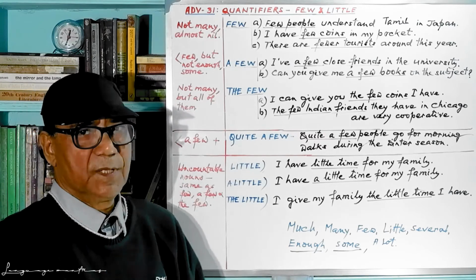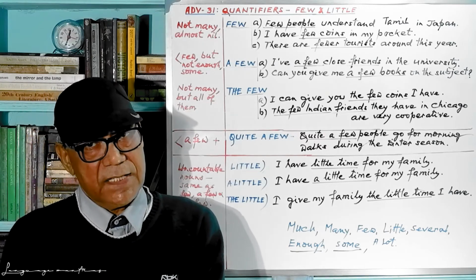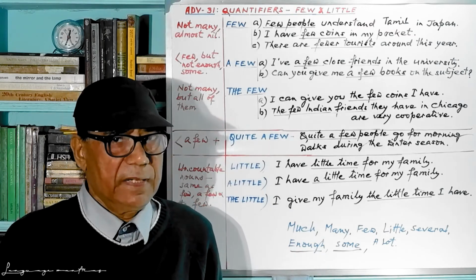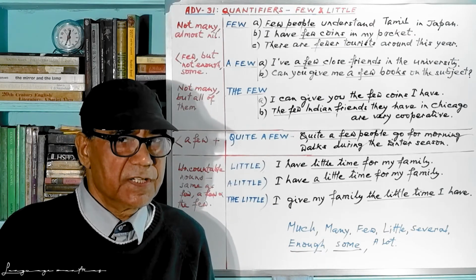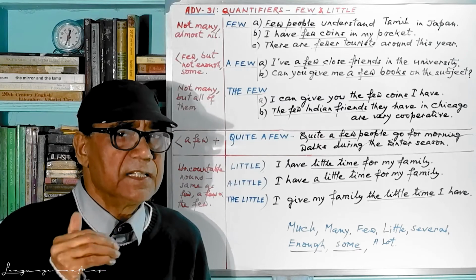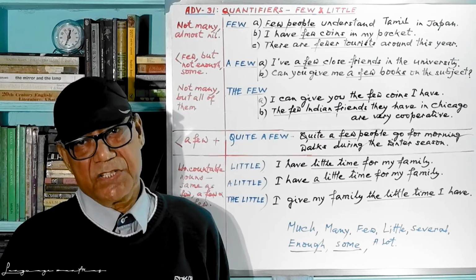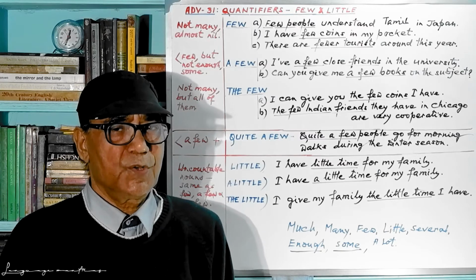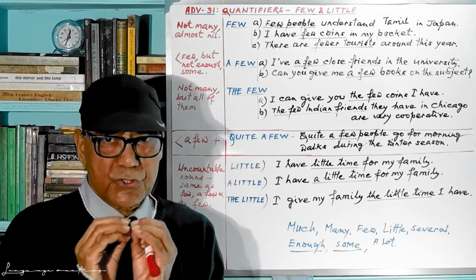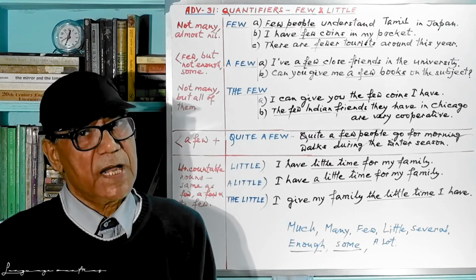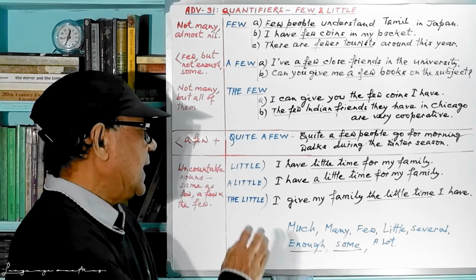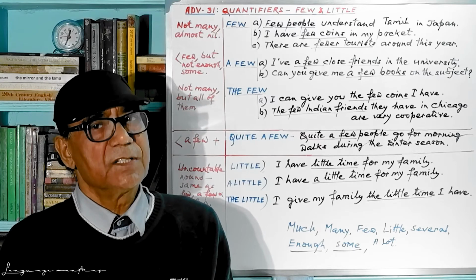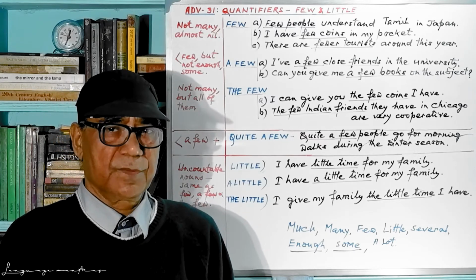A little, more than little, greater than little. I have a little time for my family. In this case, time is greater than little, but again, it is insufficient. Family needs more time. So you see, little means almost negligible amount of time I can give to my family. And here a little, more than little, but less than the required amount.